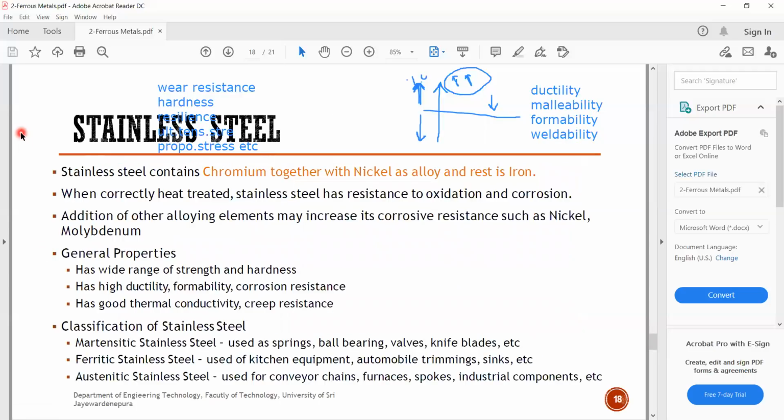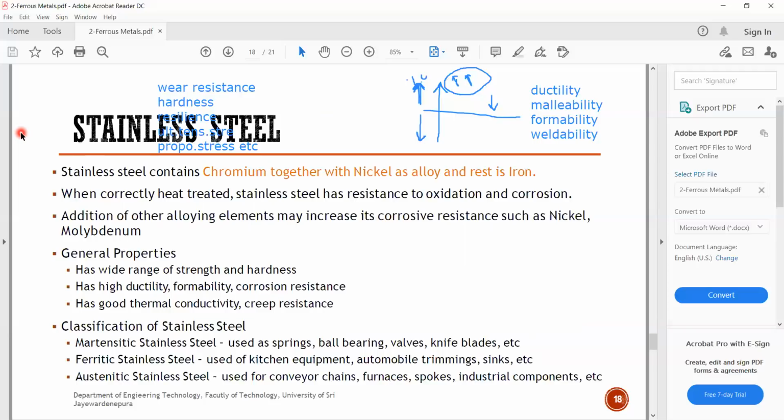Then the next one, this one is also important, stainless steel, right? Stainless steel is also an alloy. Why? Steel is a ferrous metal, so it has iron. And alloy means it has chromium and nickel as components, right?